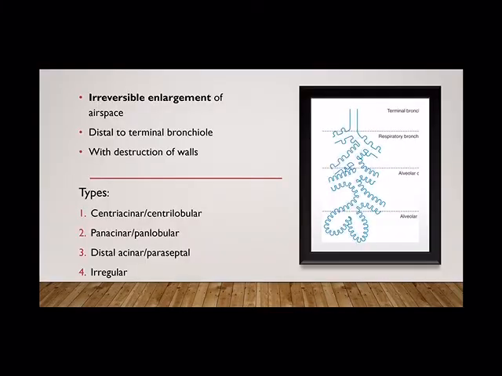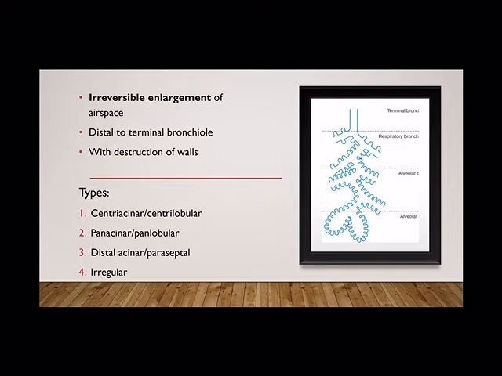So what is emphysema? The definition goes: irreversible enlargement of airspace distal to the terminal bronchiole with destruction of walls. So this is what it says. Distal to the terminal bronchiole, that is your acinus. What is acinus? It basically includes your respiratory bronchiole, alveolar duct and alveoli. So this acinus undergoes an irreversible enlargement.